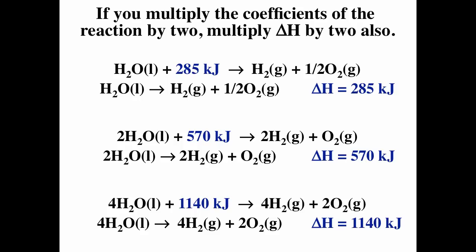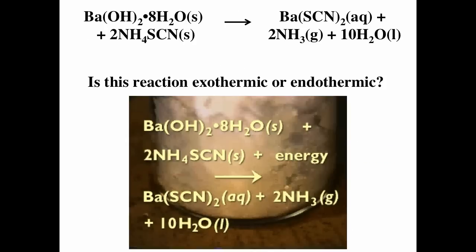If you multiply the reaction, that changes delta H. And so for that first reaction, if we multiply the entire reaction by 2, chemical reactions are like mathematical equations. You can multiply by a number. And so if we multiply the top reaction by 2, notice that we also have to multiply the heat by 2. And so delta H goes from being 285 to 570. If we take that top reaction, multiply it by 4, then we'll also have to multiply the delta H by 4. And so it goes from being 285 to 1140.